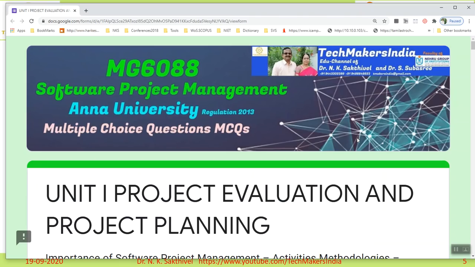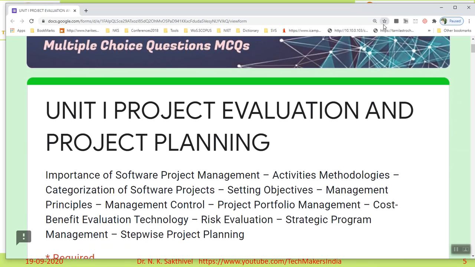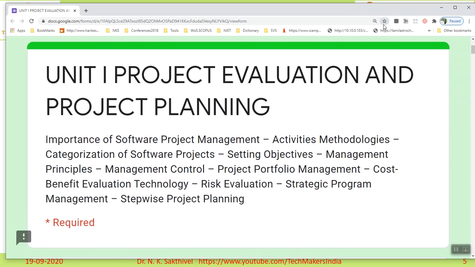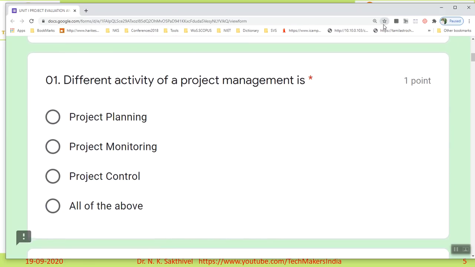For each unit I identified 25 MCQ questions, multiple choice questions, and we will discuss each question one by one. This topic we would like to focus on is unit 1, project evaluation and project planning. This is the syllabus, you know very well. This is the first question.